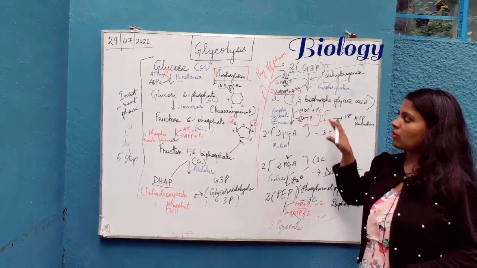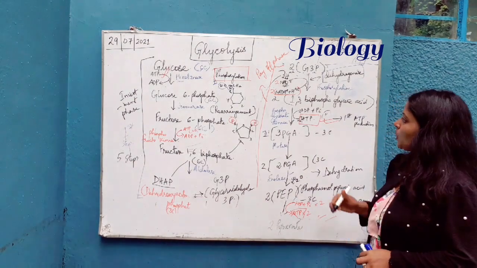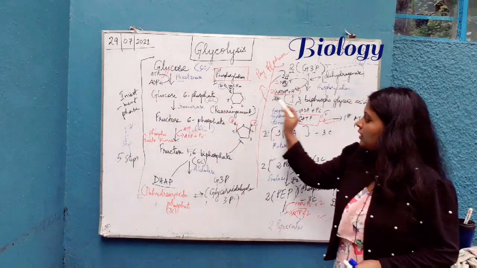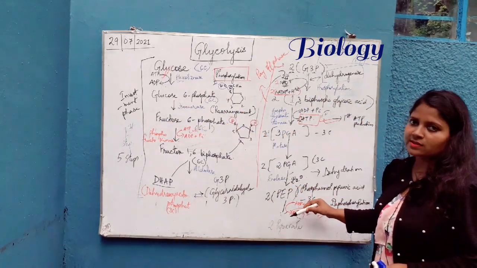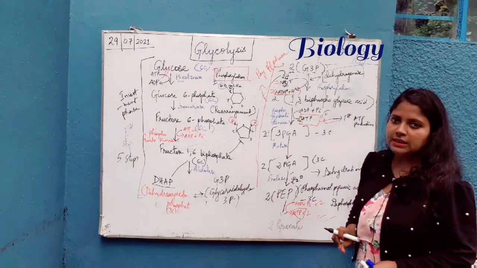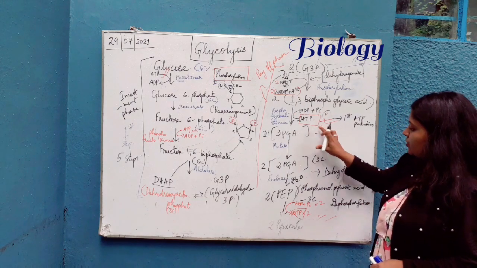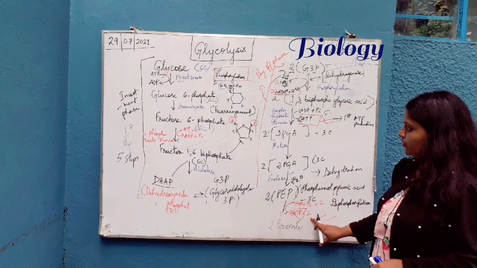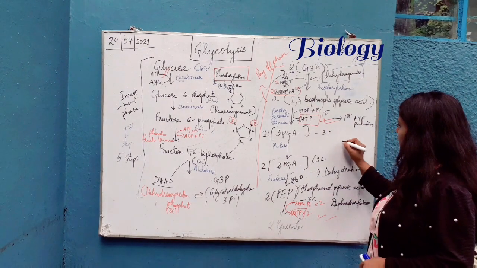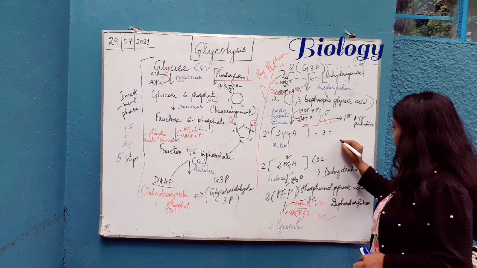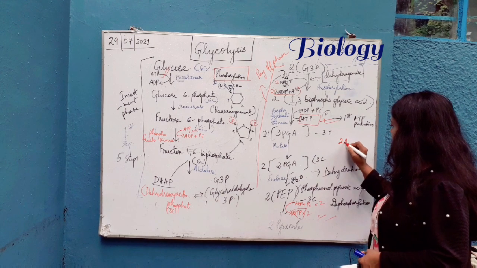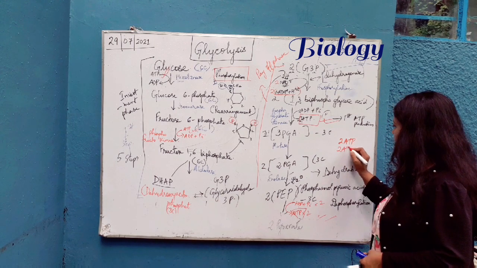This is an overview of all the steps of glycolysis. Now, I have said that the first 5 steps are called the investment phase, and the next 5 steps are called the payoff phase. So in the payoff phase you can see here 2 ATP is produced and 2 ATP is produced here. So 4 ATP are added, so I am adding here 2 ATP and here 2 ATP.